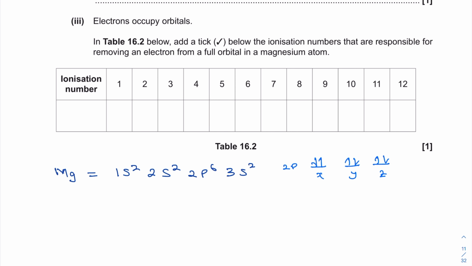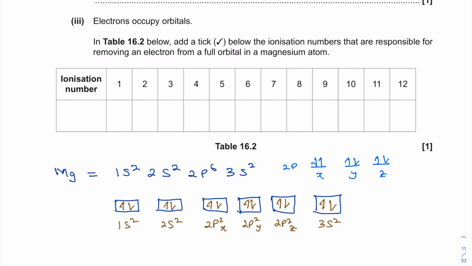Now we need to recognize that the p orbital has 3 orbitals: 2px, 2py, and 2pz, and these are full orbitals. Each one of them is an orbital, but the p has 3 orbitals in there. So that's what we're looking for. I'm populating them like this. The 3 p orbitals together form the p subshell, and the s orbital is this one here. So that's a full orbital, and these are full orbitals.